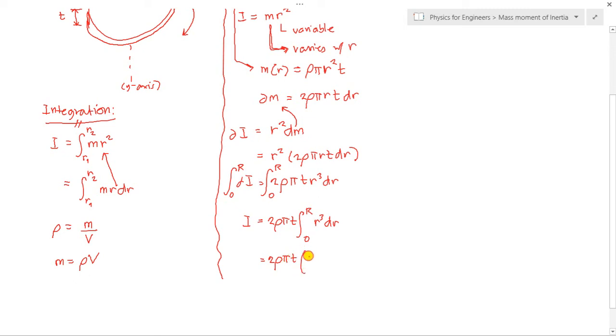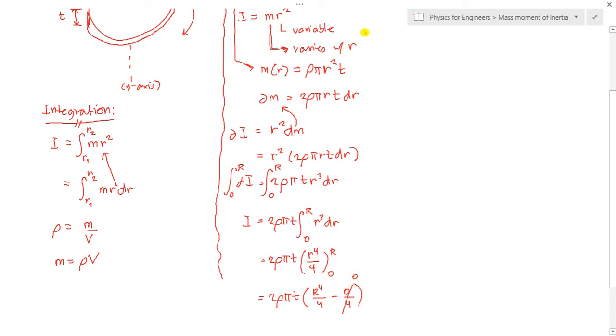Okay, good. That is r^4 over 4. Since for the power rule, we add the exponent, and then whatever you have done to the exponent will be copied to the denominator. Okay, and then don't forget to put the limits of integration. So here, simplifying further, that is 2 pi t, then we have big radius R^4 over 4 minus 0 over 4. So it becomes 0.